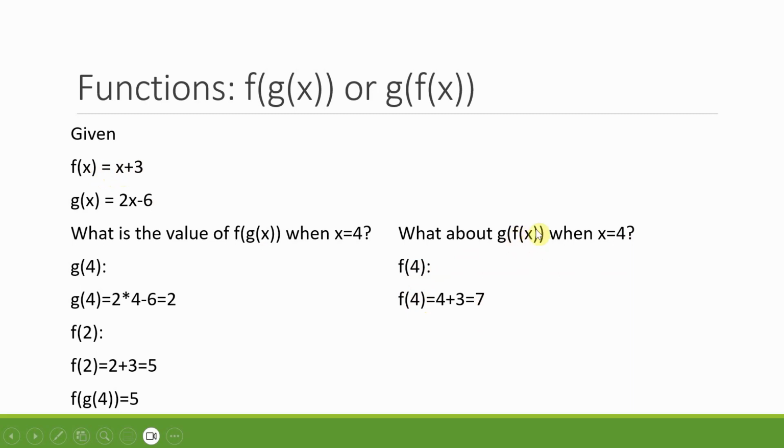Now that I have the inside one, I can plug that in to g. I need to know what g of 7 is, because f of 4 was 7. Again, I'll go to g and plug in the 7. 2 times 7 minus 6, that's 8. Therefore, g of f of 4 is 8.